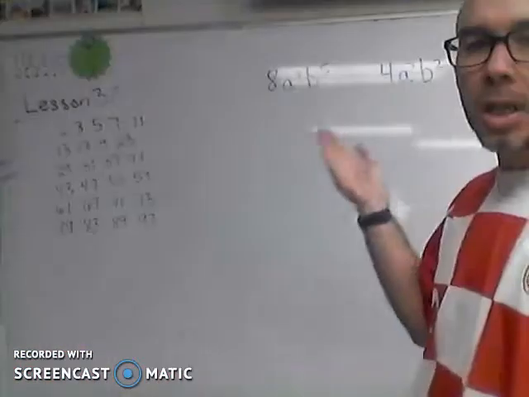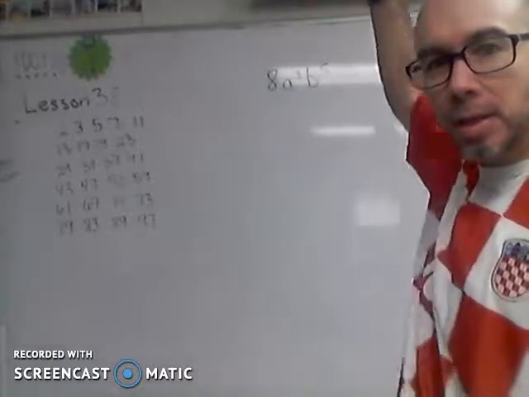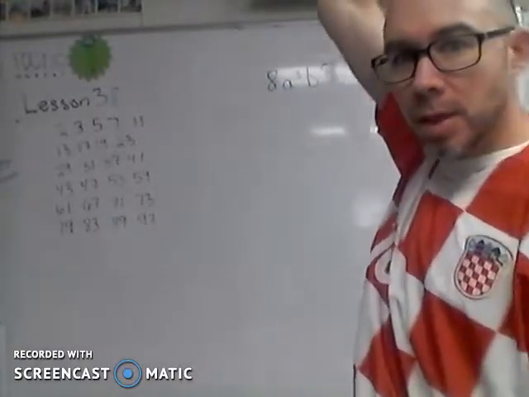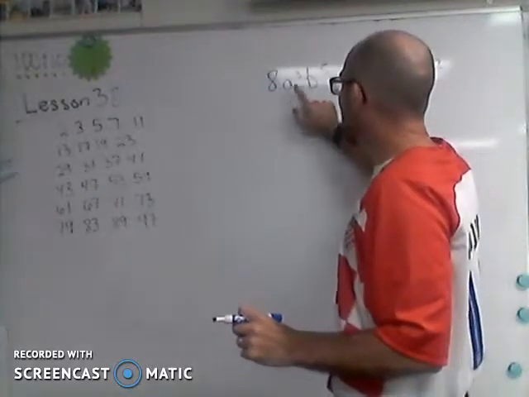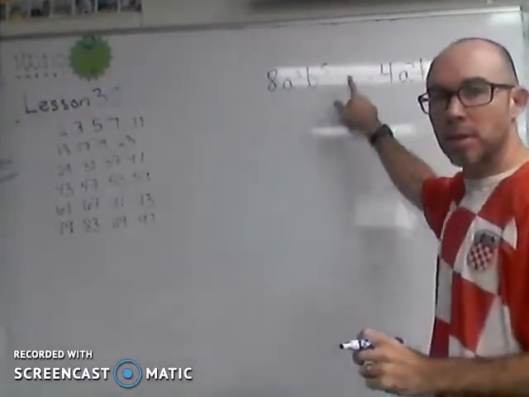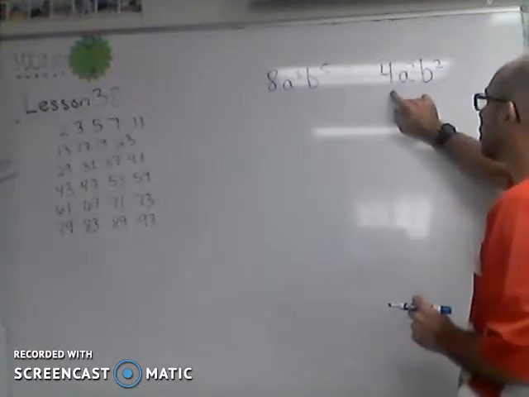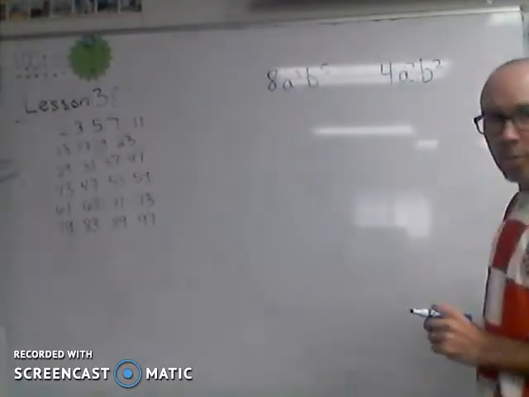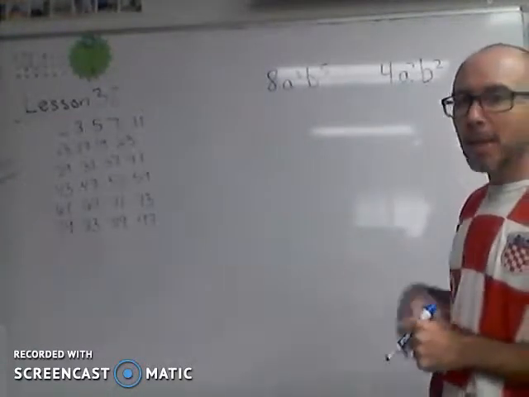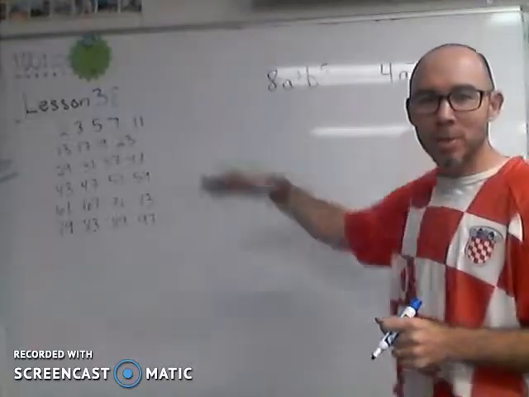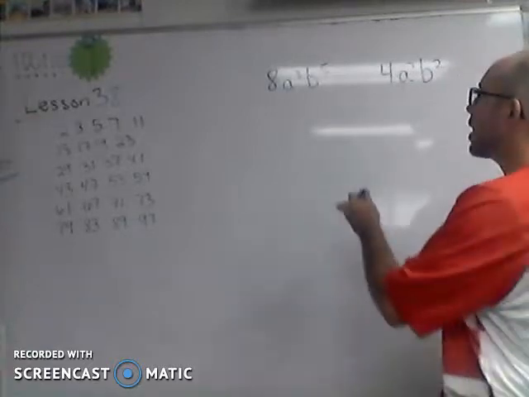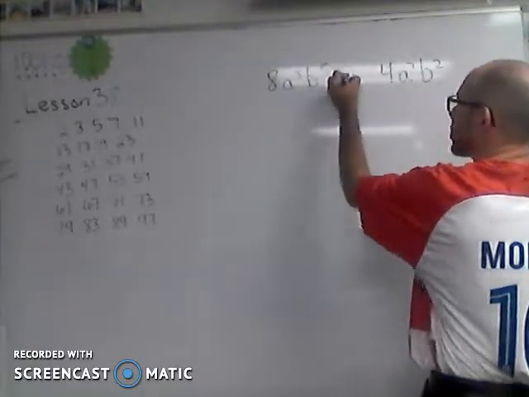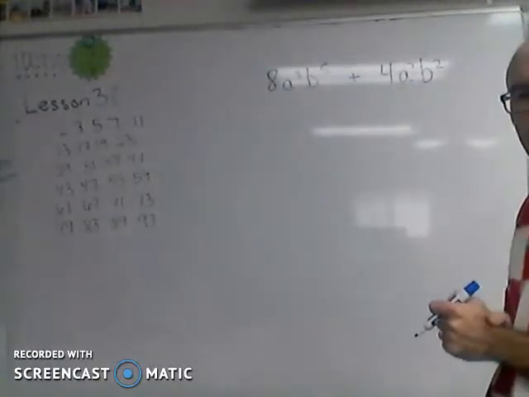Okay, let's take these two right here. I know that this screen is kind of shiny there, but I've got 8a cubed b to the 5th, and I've got 4a to the 7th b squared. I just happened to write that in the worst possible place on the board for you to see. Let's imagine that this is an algebraic expression, like there's a plus sign between the two of them.